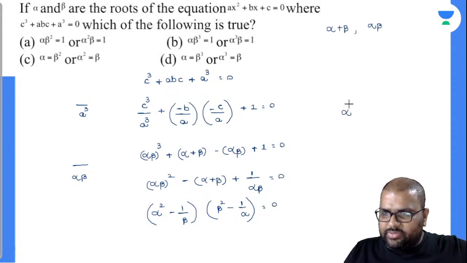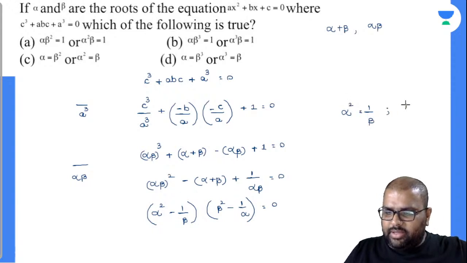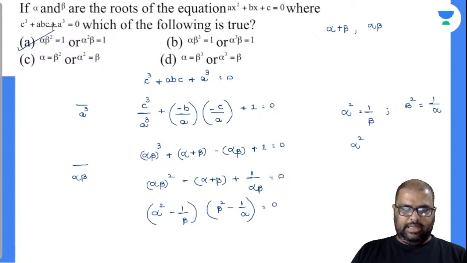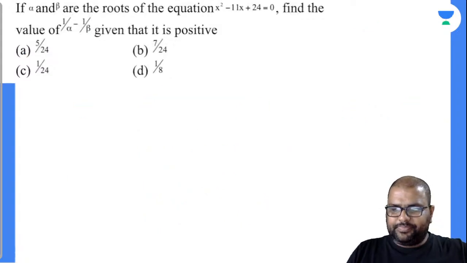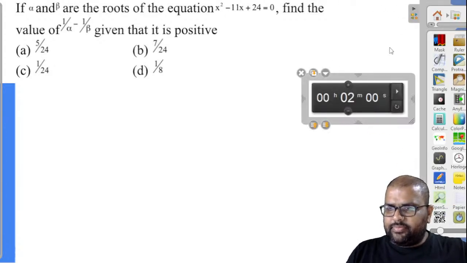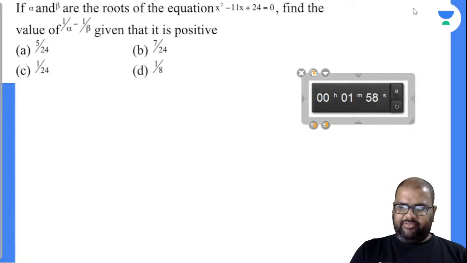Automatically my alpha square will be equal to 1 by beta and my beta square will be equal to 1 by alpha. So is there any option that will be satisfied there? Alpha square is alpha square beta, and this is your answer. Done. Hope I am clear regarding this. So by writing down the equations, 99% of your solution will be done easily. Nobody can stop you regarding this. Let's come to the next one. Yes, try this. Let's see how many can answer this. Will increase our level of toughness a little bit higher.